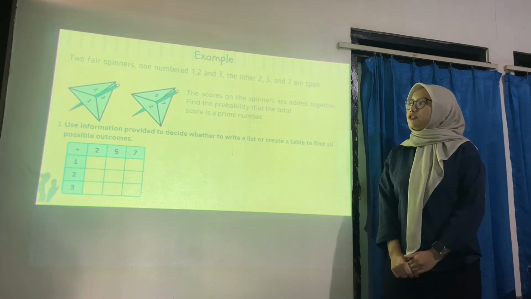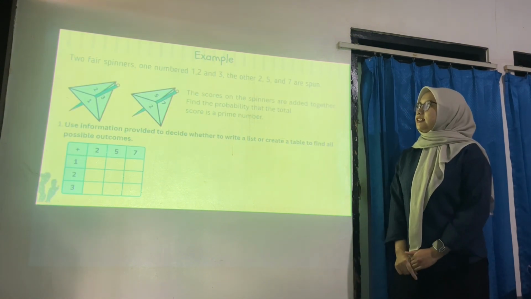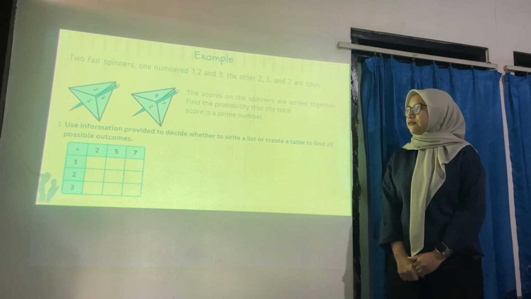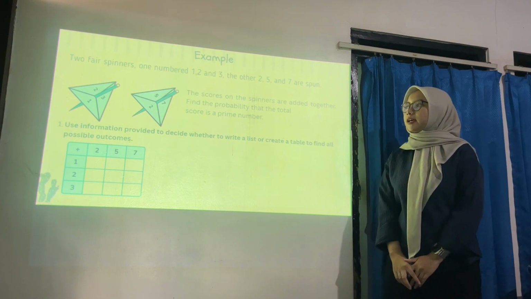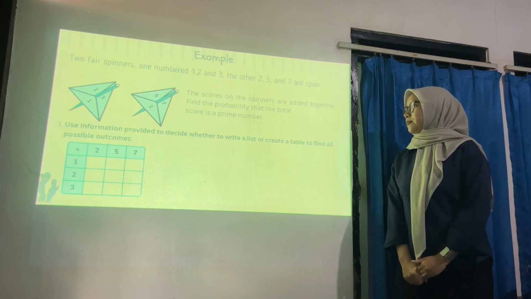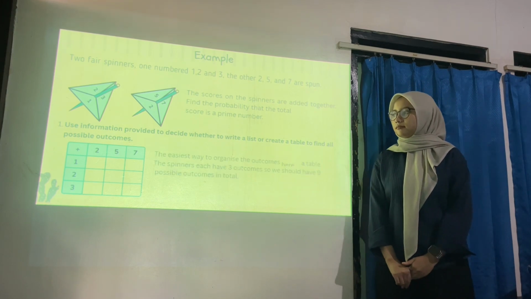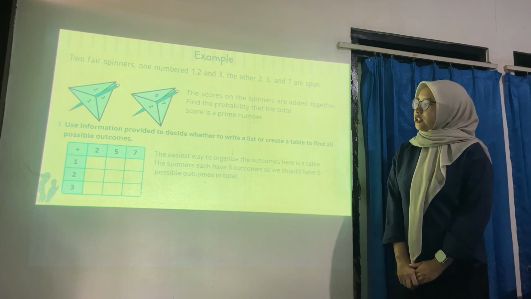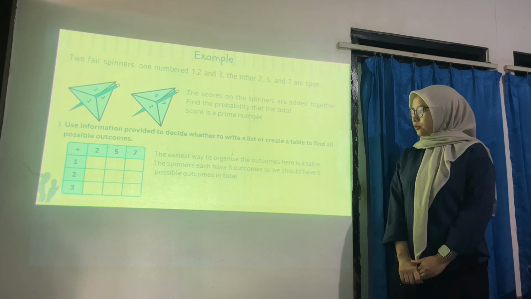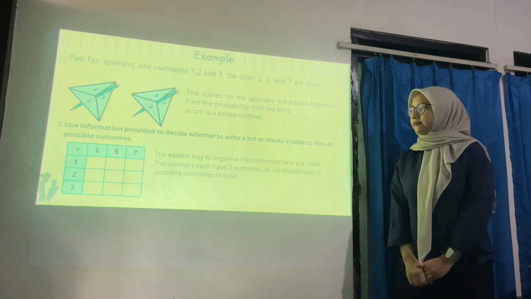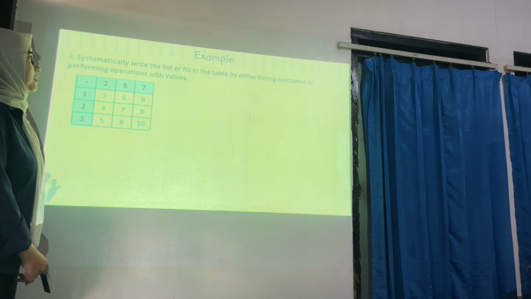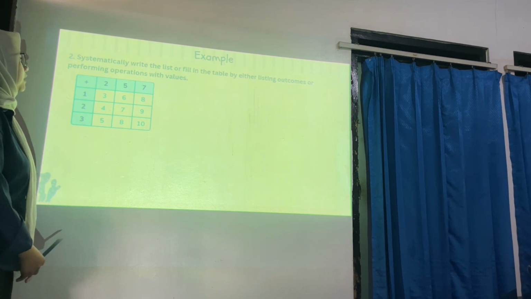Next, an example. Two spinners: the first has numbers 1, 2, and 3, the other has 2, 5, and 7. The scores on the spinners are added together. Find the probability that the total score is a prime number. 1. Use the information provided to decide whether to write a list or create a table to find all possible outcomes. The easiest way to organize the outcomes here is a table. The spinners have 3 outcomes each, so we should have 9 possible outcomes in total. 2. Systematically write the list or fill in the table by either listing outcomes or performing operations with values.